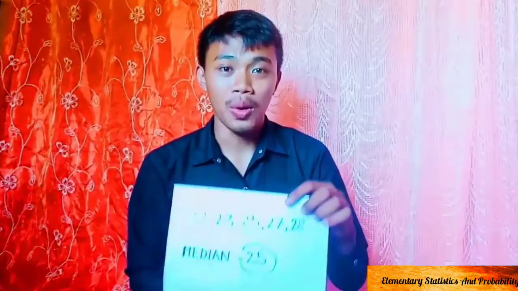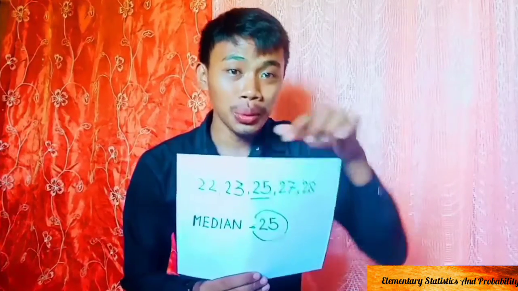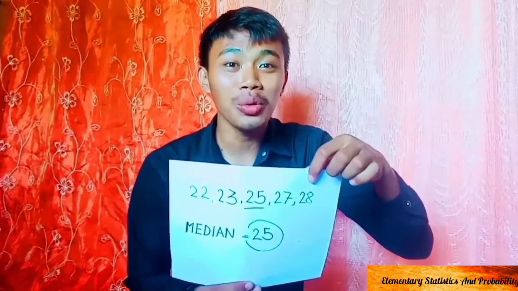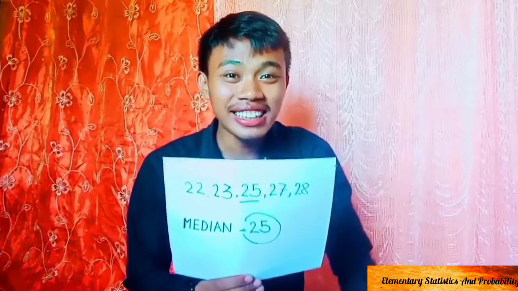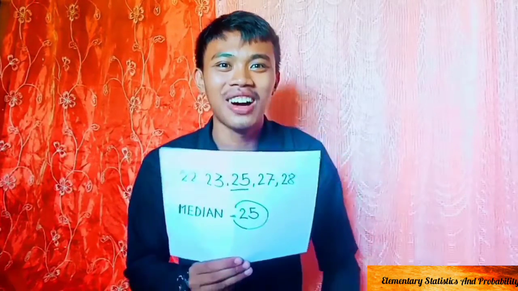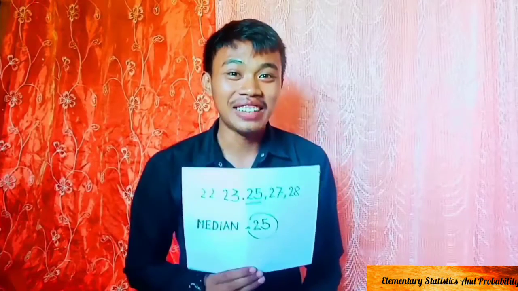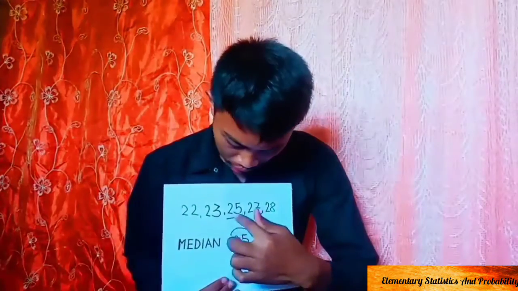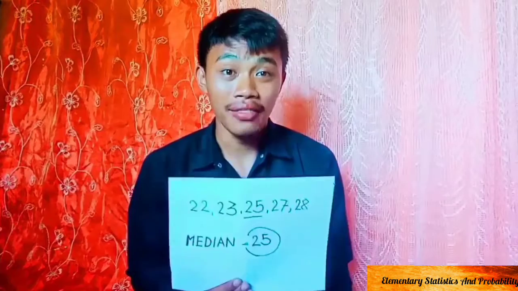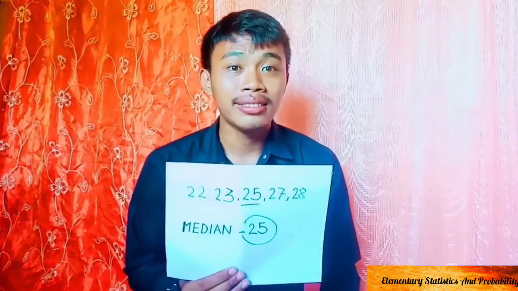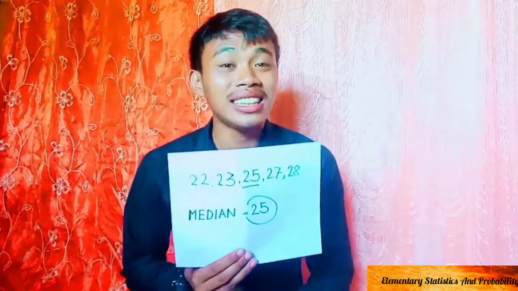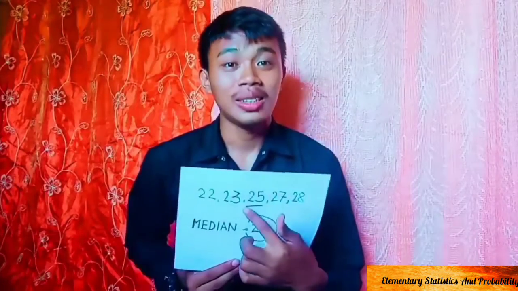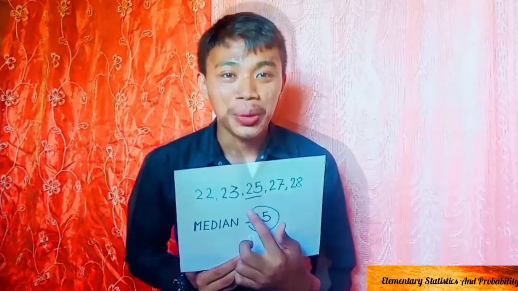So, another example. Okay. 22, 23, 25, 27, and 28. So this is the ages of people dating, in the online world. Okay, but just imagine. So, let's count. 1, 2, 3, 4, and 5. Since 5 is an odd number, the one in the middle is automatically our median. So 22, 23, 25, 27, 28. So 25. 25 is our median.